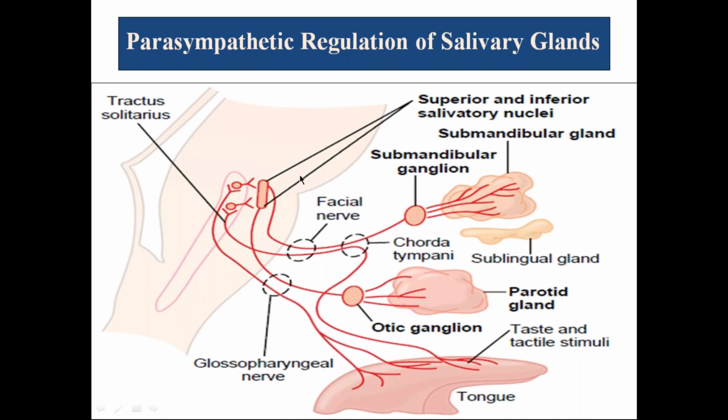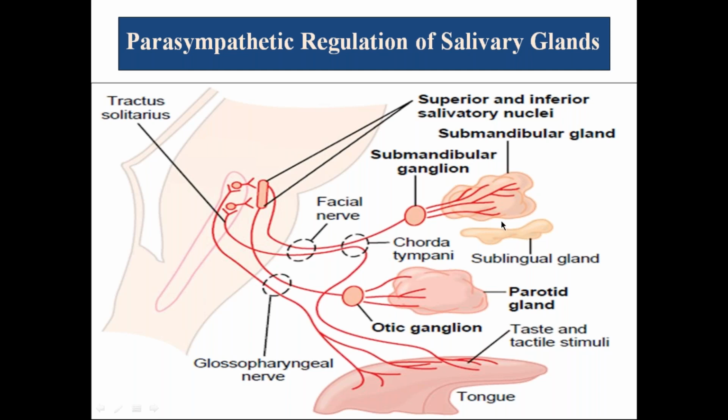Then we come on to the regulation of salivary glands, or regulation of salivary secretion. This is just showing you the parasympathetic innervation of the salivary gland. Now this I've already shown you, with the help of a different diagram. So this is just a repetition of it.